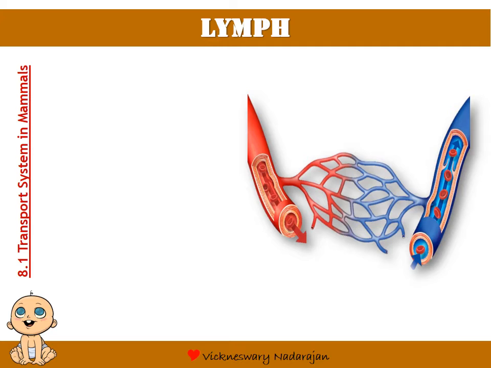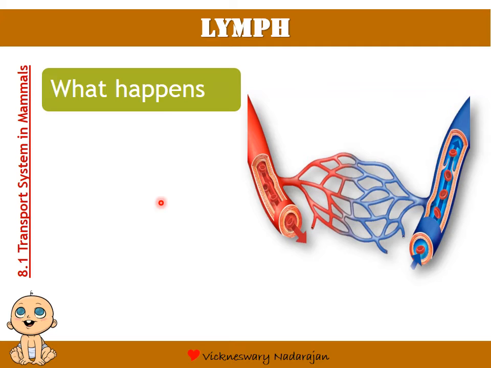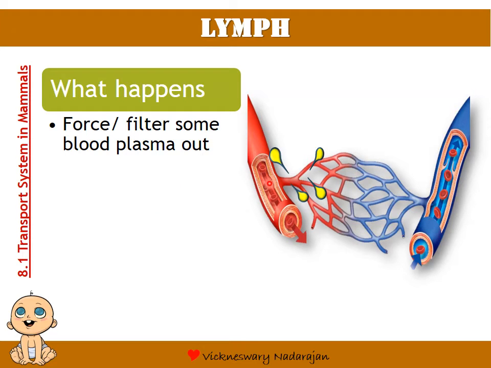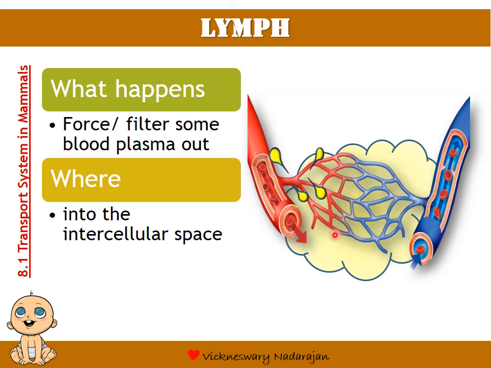So what happens if there is a high hydrostatic pressure? We find that the blood plasma that is flowing through the blood capillary will be forced out. Not all of the blood plasma, but some. Mainly the smaller molecules such as water, glucose, amino acids will be forced out. If they are forced out, where do they go? They go to the intercellular space. That is the space outside the blood vessels.